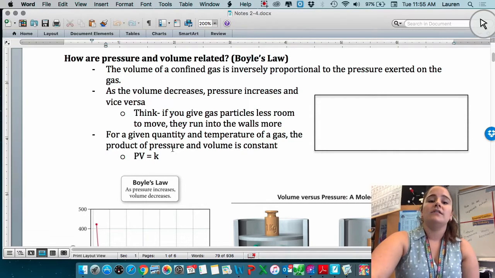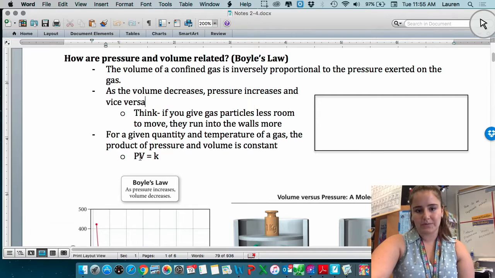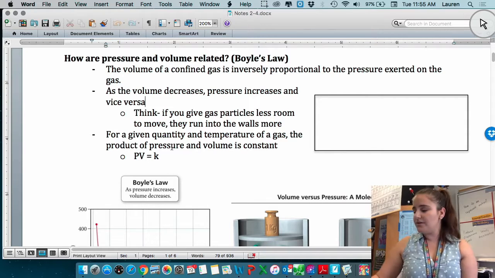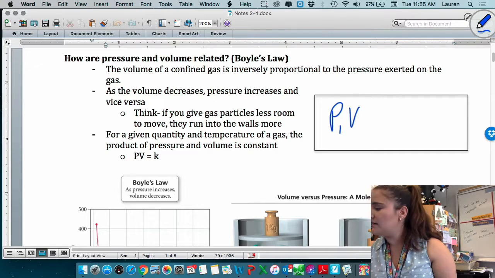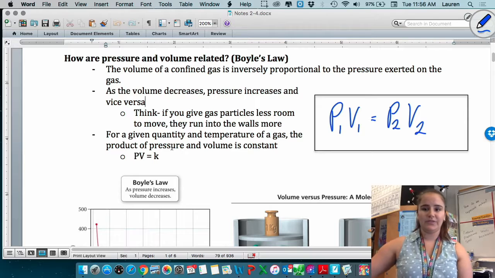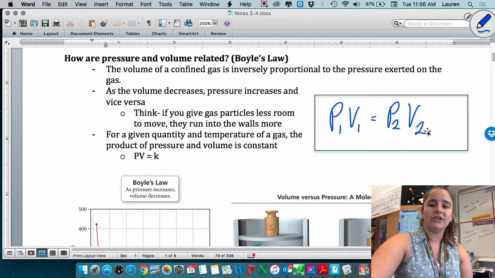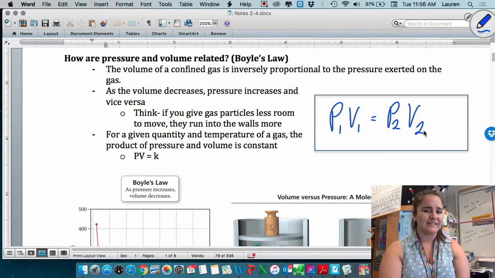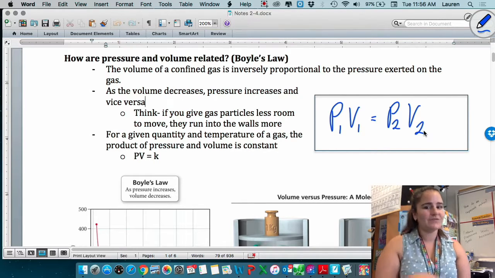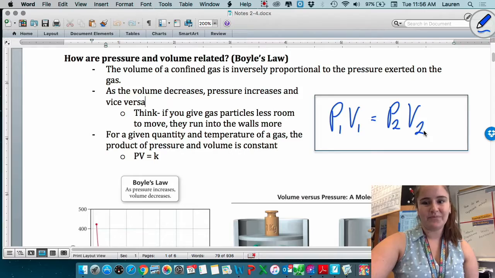So pressure times volume is going to be a constant. And how you'll often see this written is as P1 V1 equals P2 V2. So if you change the pressure, it's going to change the volume, but the product of it is going to remain the same. So let me prove this to you guys.